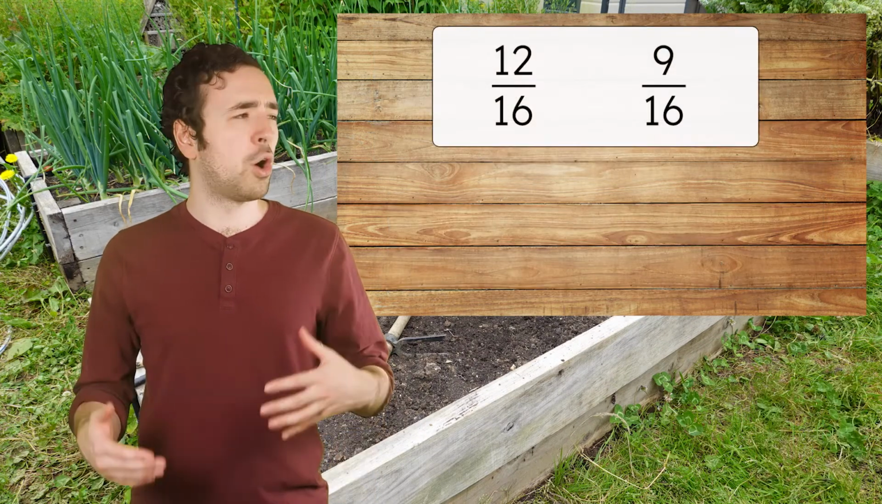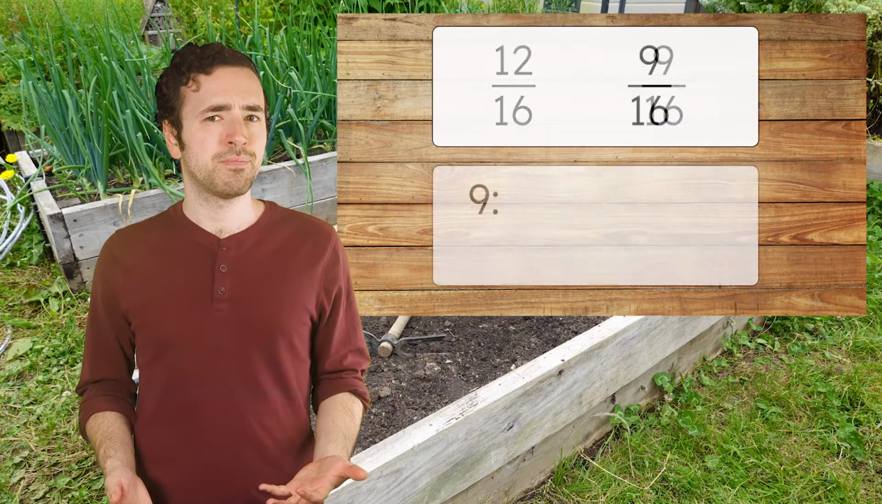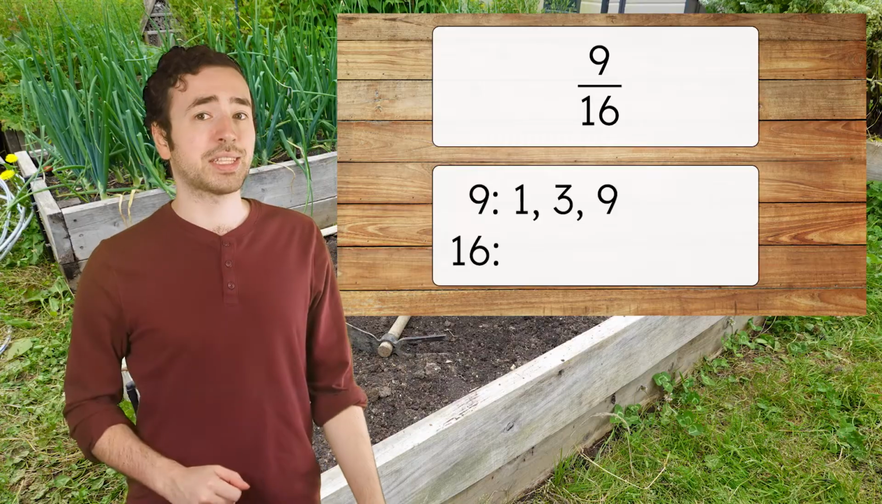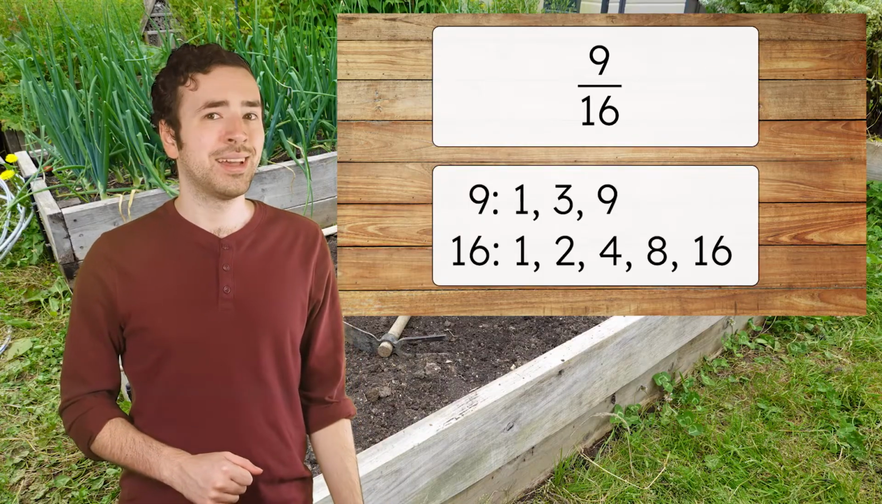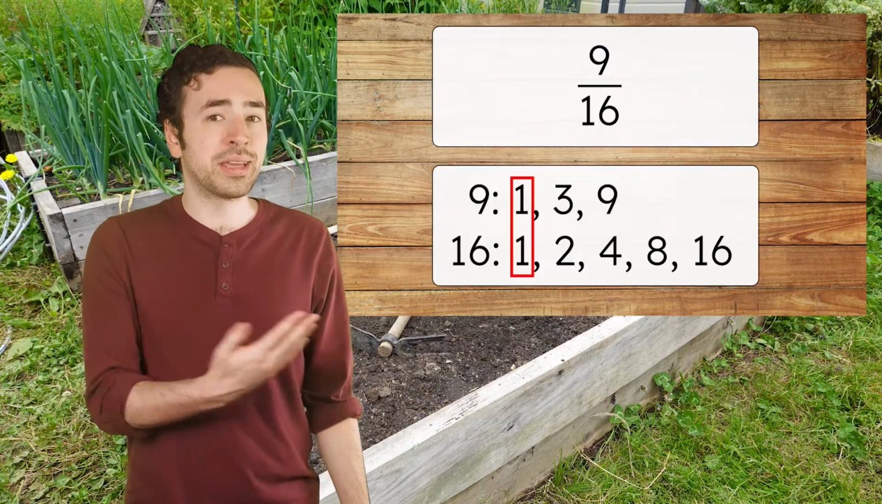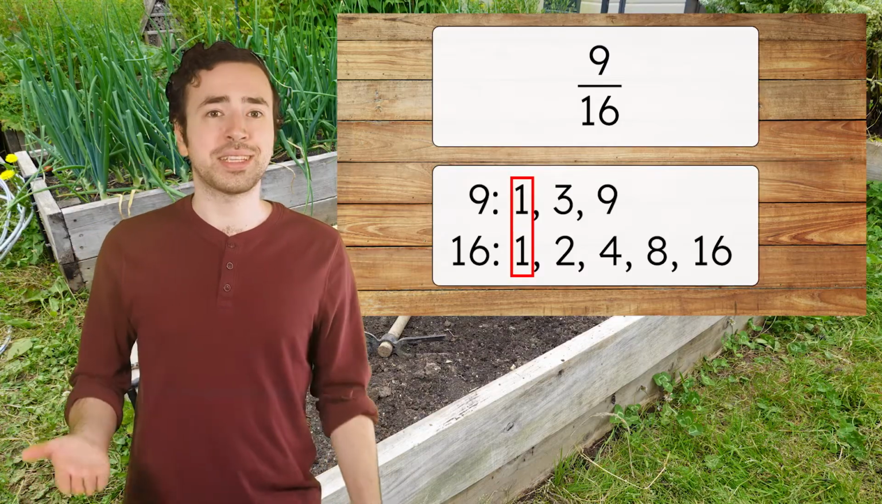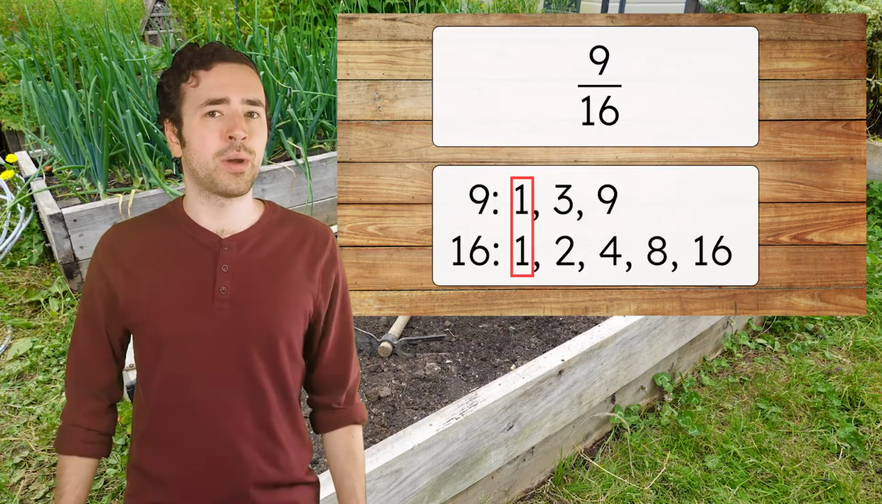Is one of the fractions already in simplest form? 9 has the factors 1, 3, and 9, while 16 has the factors 1, 2, 4, 8, and 16. Since they only have 1 in common, 9/16 is already in simplest form.